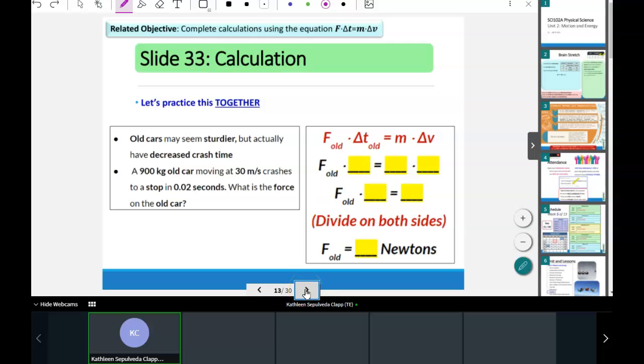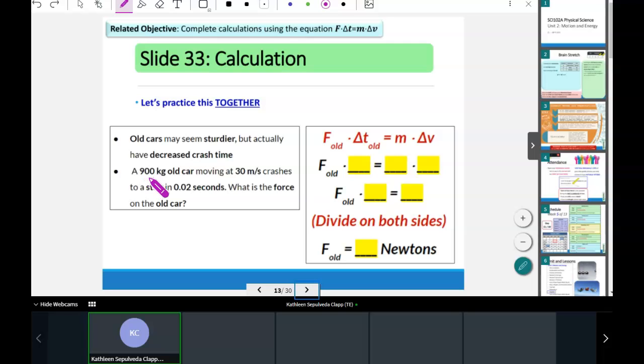Looking at slide number 33. On the left-hand side, we're going to talk about old and new cars. Now, old cars may seem sturdier, but actually have decreased crash time. So it takes them a much shorter time to stop on impact. Okay. So let's see how much force is exerted from an old car with a decreased crash time. Let's break this down.